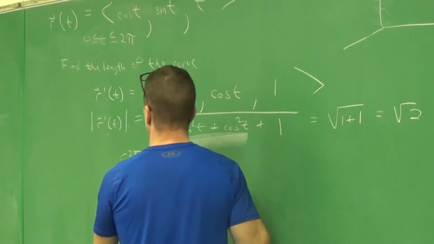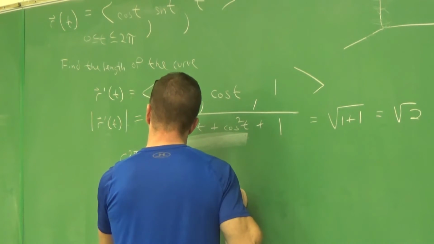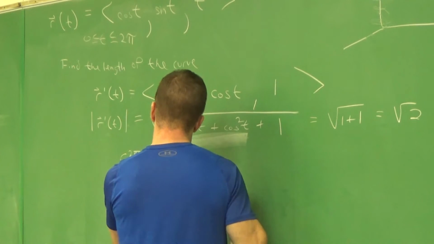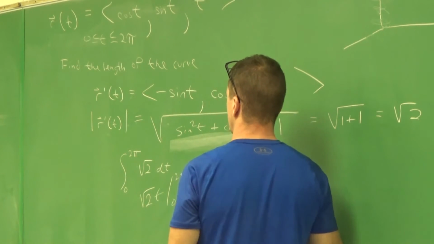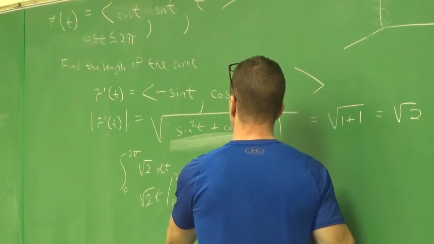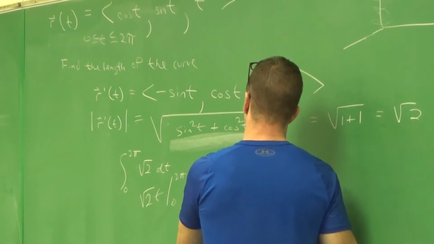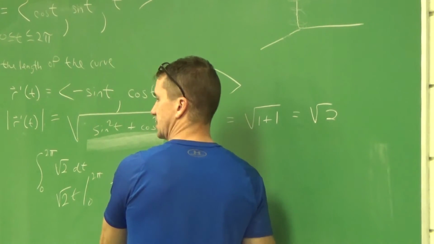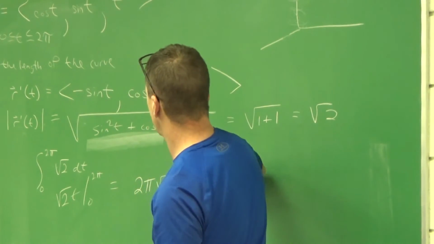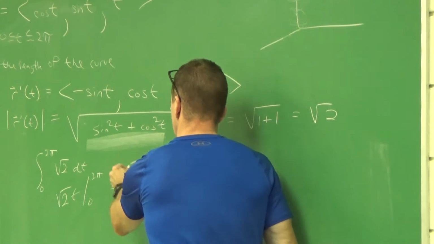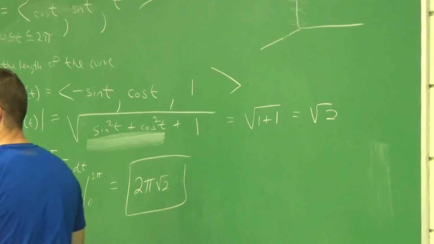What's the integral of square root of 2? Square root of 2 t, going from 0 to 2 pi. Okay, 2 pi times square root of 2, minus, you plug in a 0 and you just get 0, so I wouldn't even write that. There's the length.